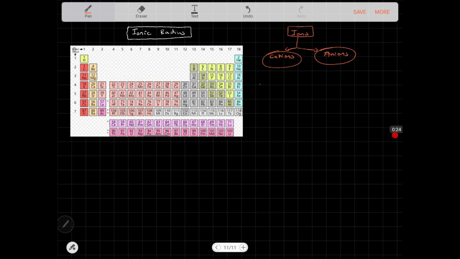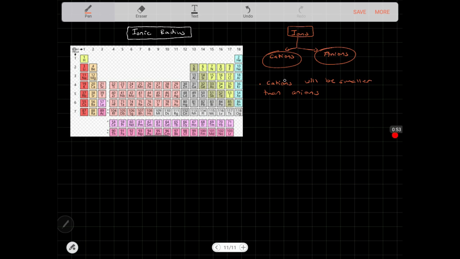In general, cations will be smaller than anions, right? So it's going to be a little difficult for us to compare cations to anions. We tend to compare each of the ions relative to themselves. Like I would compare two cations together, I would compare two anions together. It's kind of hard to crosstalk between cations and anions, right?